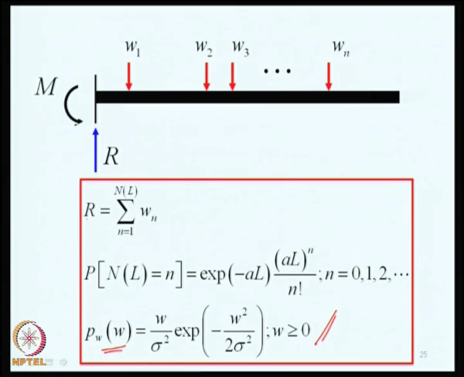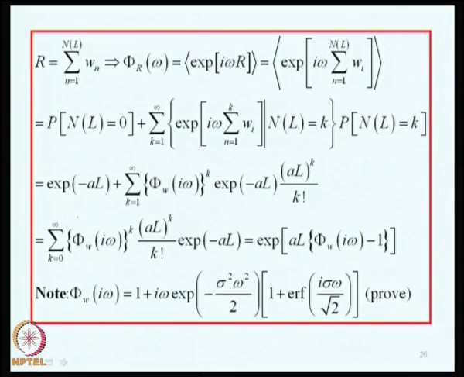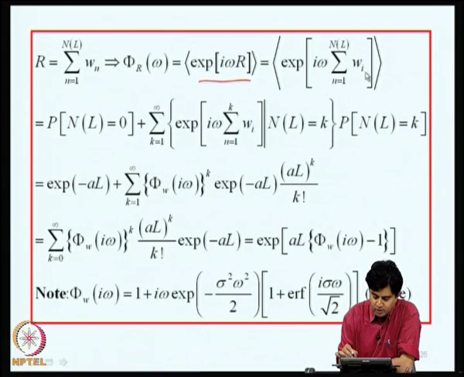We are asked to find the characteristic function of R. So, what is the characteristic function of R? It is the expected value of e^(iωR), that is, exponential of iω times the summation n from 1 to capital N(L) of W_i. So, what we do is we condition on N(L), find the conditional expectation, and then take the expectation with respect to the distribution of N(L).